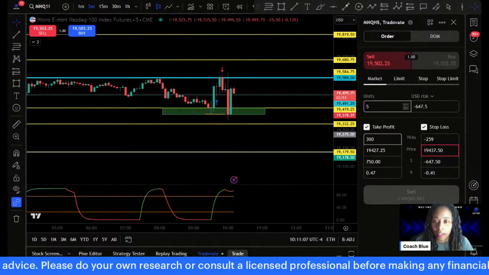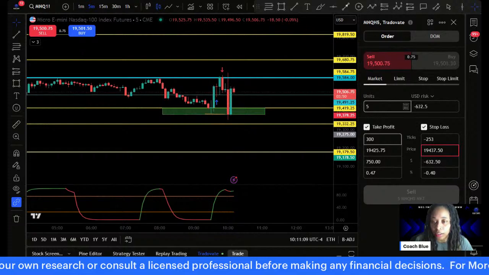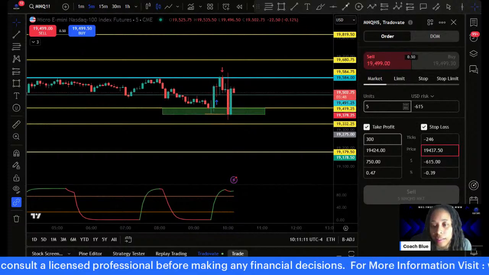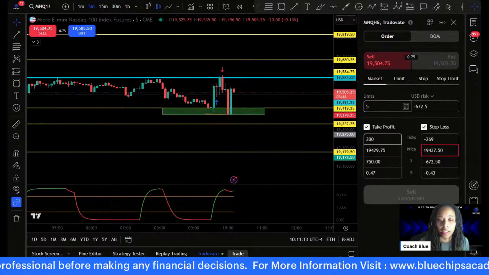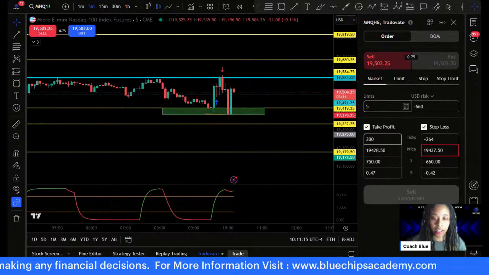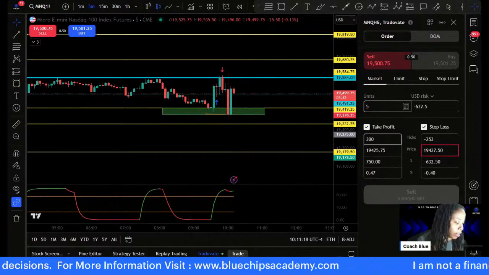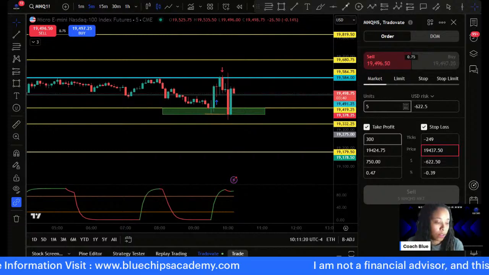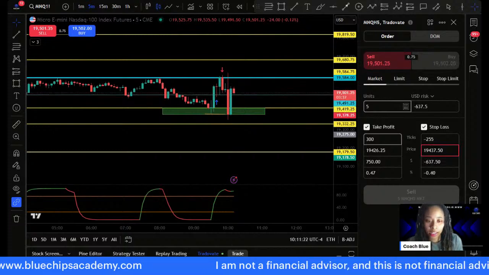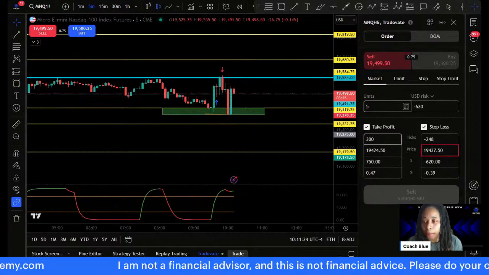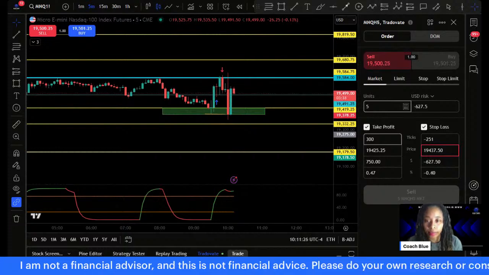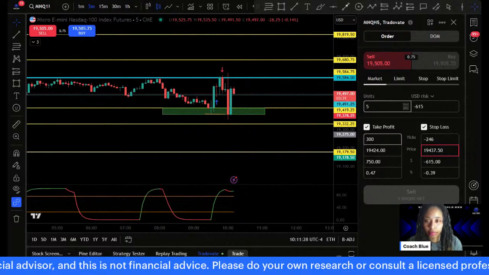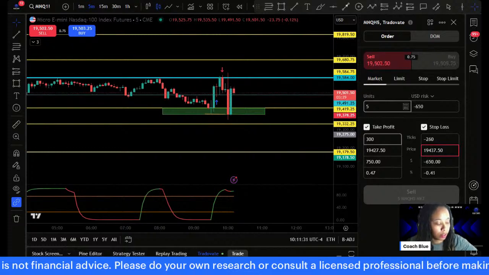But right now we are just chilling in between this range, y'all. And the BPC has prevented us from getting into any crazy trades today. So we're going to give this thing about 10, 15 more minutes, see if it wants to make a decision. And we'll go from there.